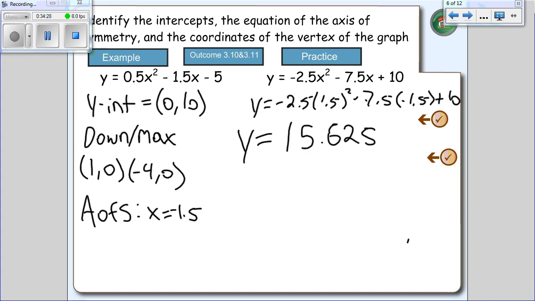Where is your vertex? Vertex would be -1.5, comma, 15.625. Remember to write everything in coordinates. If it's asking for a point, write the point. Don't write y equals, don't write x equals, write the point.